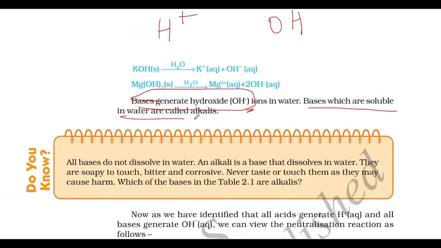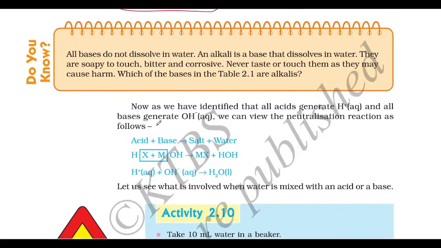When bases are soluble in water, they are called alkalis. Now we can identify an acid because it generates H plus ions, whereas the base generates OH minus ions.